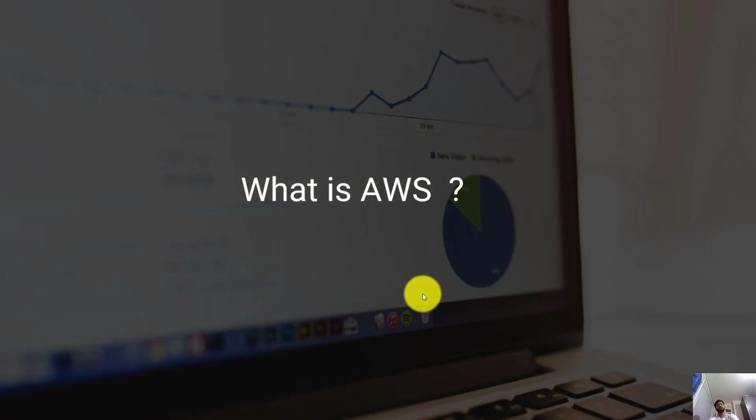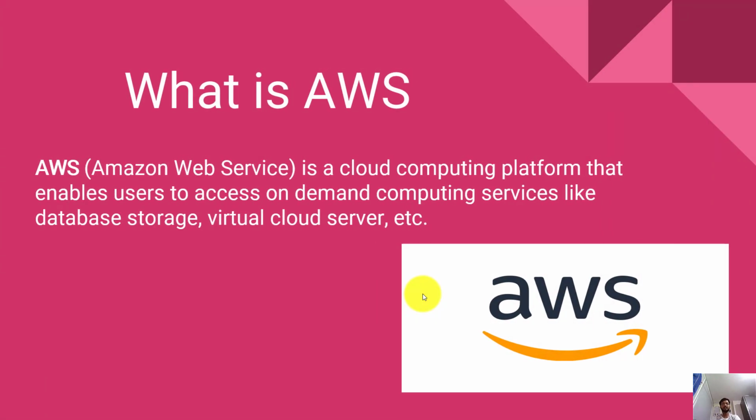As I said before, first of all we are going to discuss what is AWS. AWS stands for Amazon Web Services. It is a cloud computing platform that enables users to access on-demand computing services like database, storage, virtual cloud services, etc. AWS is one of the leading service providers in the market. AWS has the highest market share when we talk about cloud service providers.